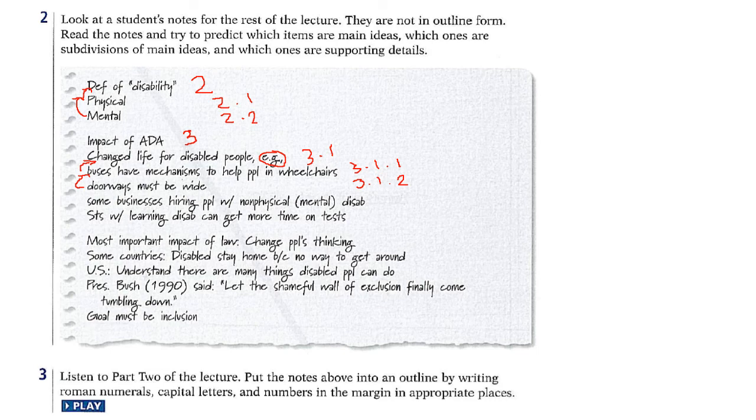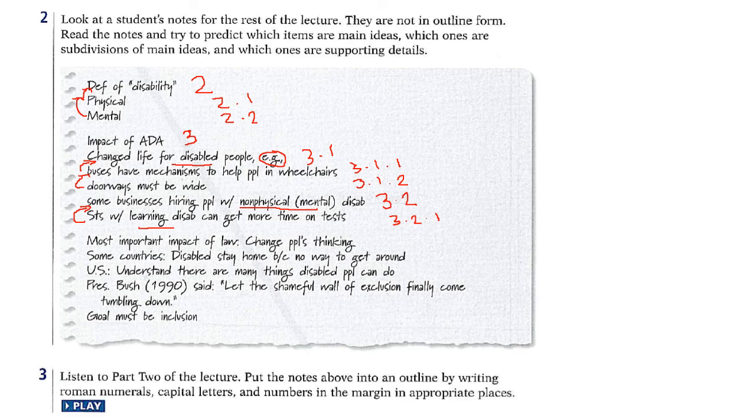Then he started to talk about non-physical or mental disabilities. So that's different from physical disabilities. So I called this 3.2. And then learning disabilities, you might want to call this 3.3, or you might want to call this 3.2.1, because this is an example. A learning difficulty is an example of a mental disability.